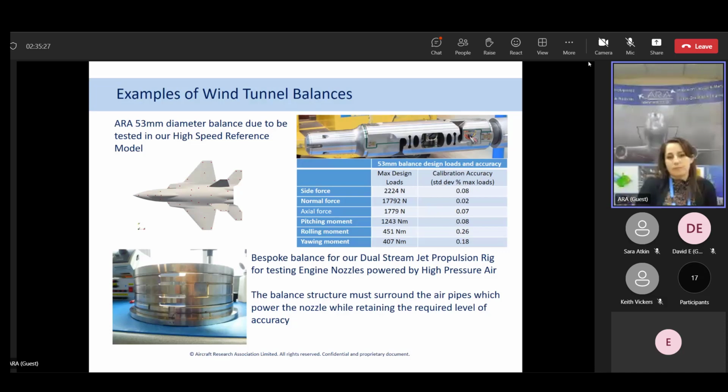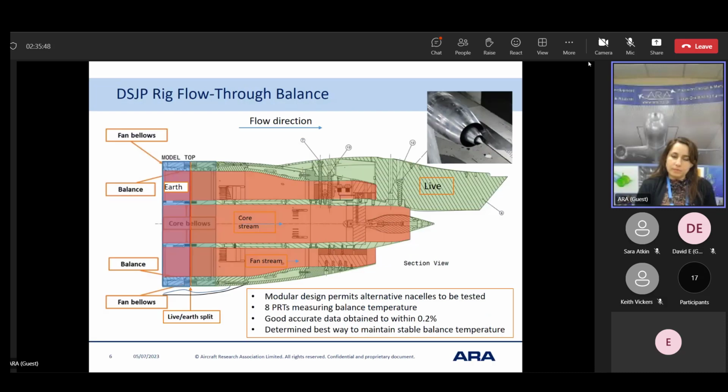At the bottom of the screen you can see the wind tunnel balance that I'll be talking about today, which is for our dual stream jet propulsion rig for blown nozzle tests. The key with this one is that it has to have air flowing through the middle of it, which adds more complication and difficulty. So this is the design of that balance.